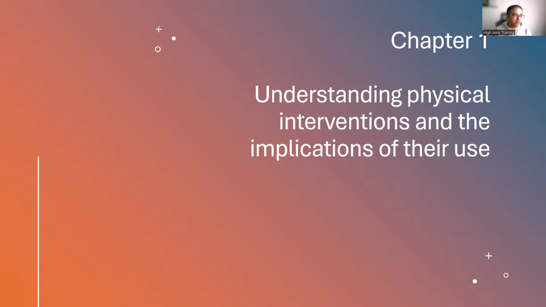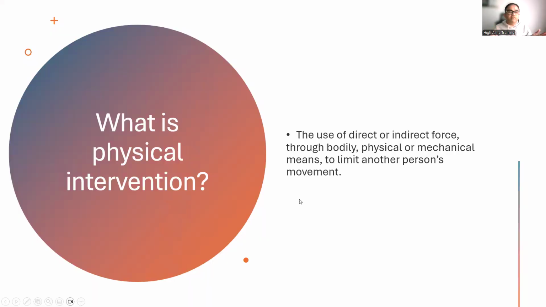So module 1, we're going to cover understanding physical interventions and the implications of their use. Let's have a look at this. Now, what is physical intervention? Physical intervention is the use of direct or indirect force through bodily, physical, or mechanical means to limit another person's movement. Why do we do that? What are the risks involved?